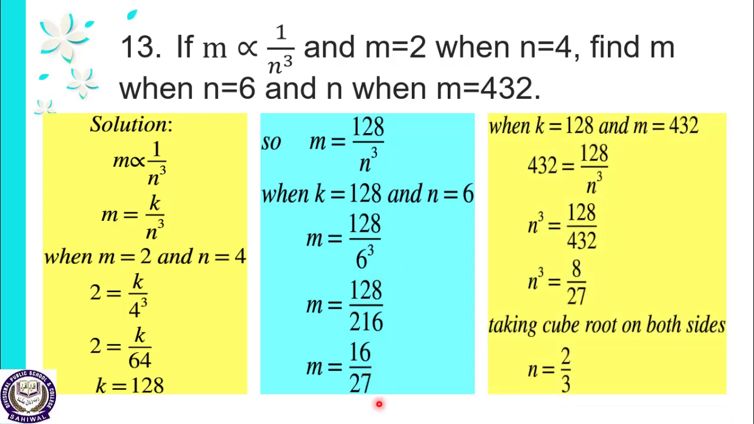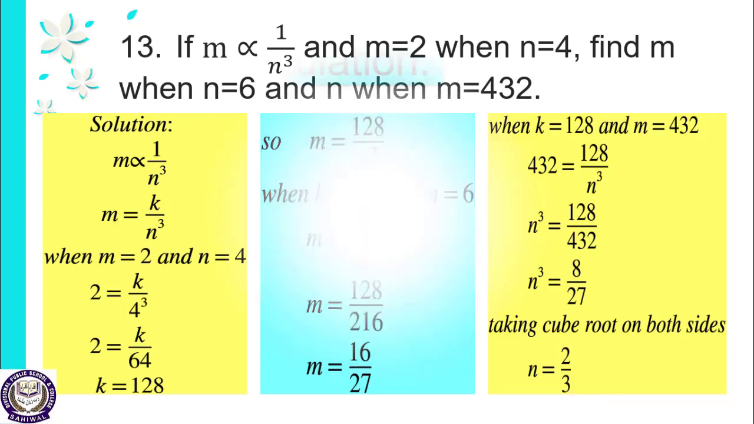Now we have to find the value of n when k is equal to 128 and m is equal to 432. Putting the values of k and m in m is equal to k over n cube, we can find the value of n cube. N cube will be equal to 128 over 432. On simplification, this is equal to 8 over 27. Taking the cube root on both sides, we get the value of n, that is 2 over 3.